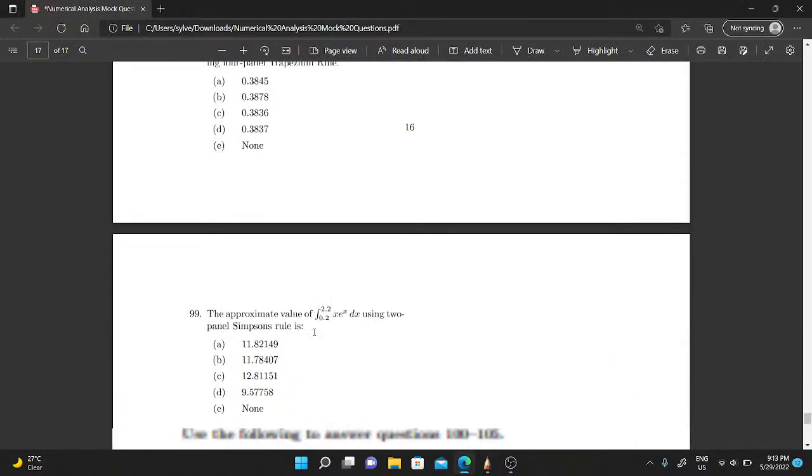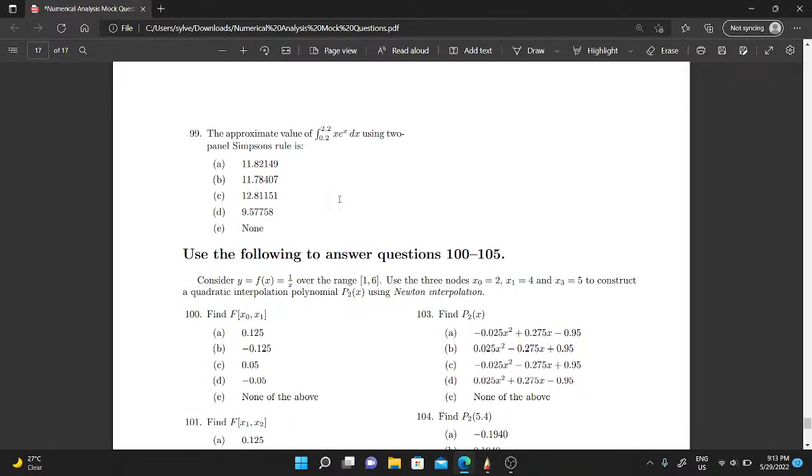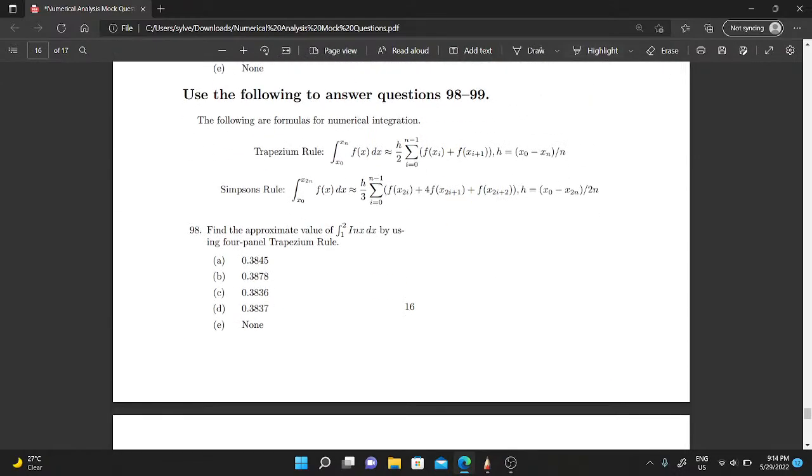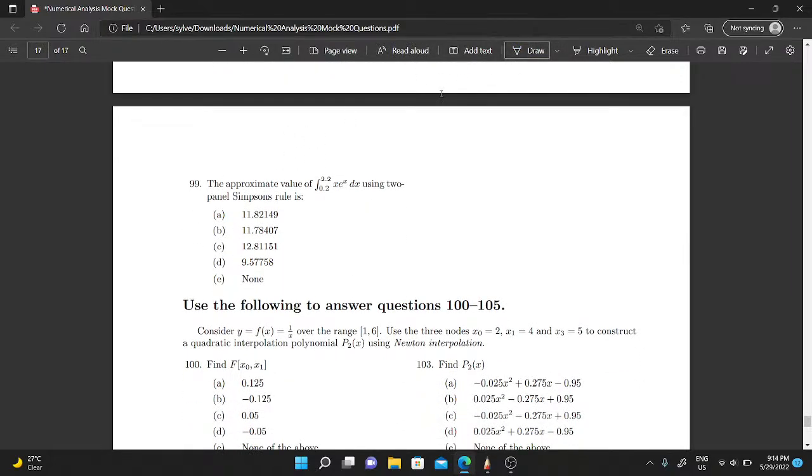You can also do your Simpson's using the same formula I gave. Now this is 2 panels, so that means your n is 2 for this one. When you do this, you'll get something around D. And then 99 will be H. We had 12.01 around that, so we chose E as our answer.